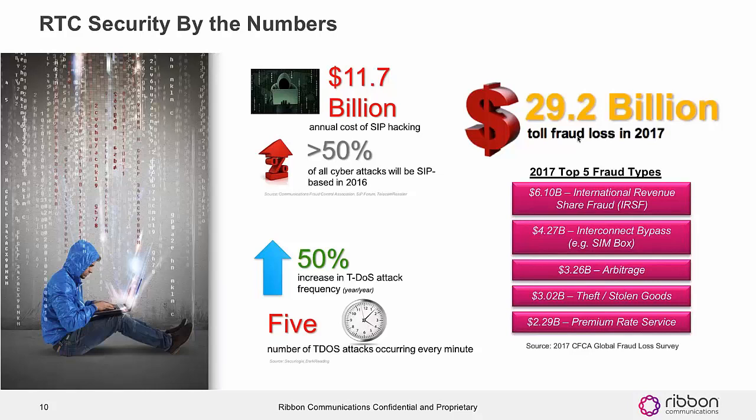CFCA estimated SIP hacking cost more than $11 billion in 2016. They also estimated toll fraud to be more than $29 billion in 2017. And finally, SecureLogix reported that TDoS attacks were up 50% year over year, with 5 occurring every minute. Besides having the ability to steal services, hackers are paid to ensure that services and access to services are compromised. When the UC network is down, it's something that impacts people end-to-end across the enterprise.